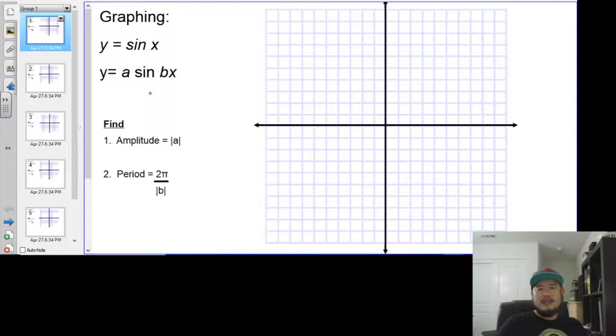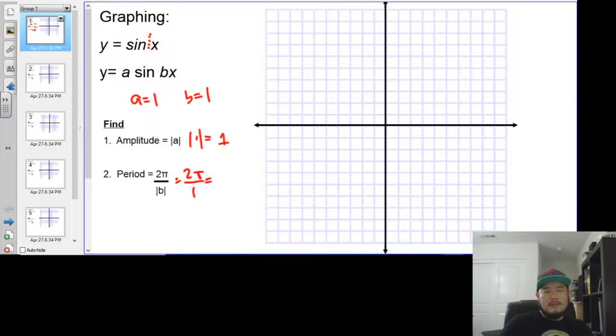Just like how we don't write anything when there's nothing there, it's not 0. A is going to be equal to 1. Because if it was 0, then everything would be equal to 0, right? Any number times 0 is going to be 0. So A is equal to 1 right here. In front of the x, there's a 1 as well. So B is equal to 1. So my amplitude, when we take the absolute value of 1, is 1. Our period right here is going to be 2 pi over 1, which ends up equaling 2 pi.